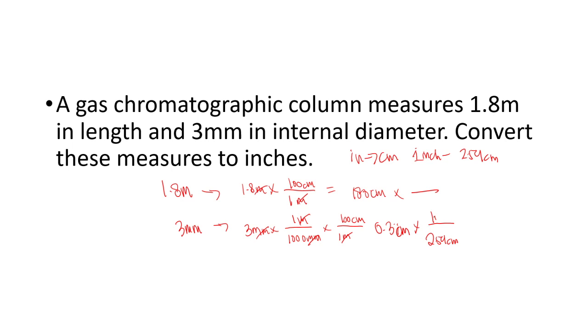2.54 centimeters is 1 inch. Centimeters cancel out. So 180 divided by 2.54, you have 70.86 inches. This is the length. For the internal diameter, 0.3 divided by 2.54, you have a very minute amount, which is 0.1180 inch in diameter.